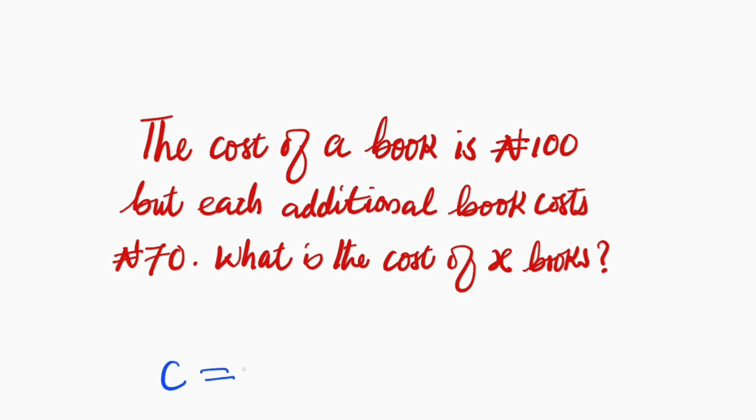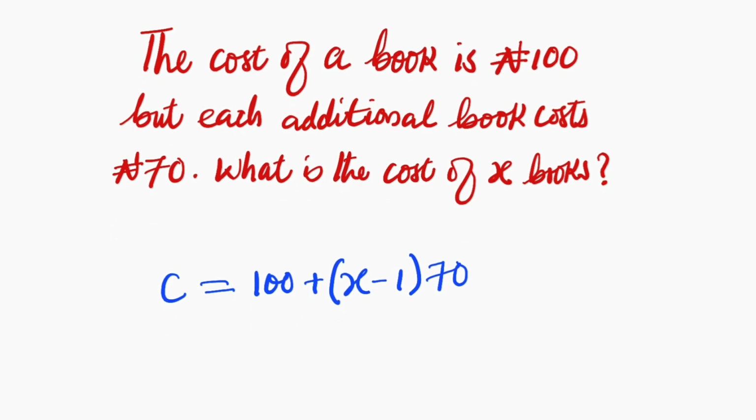Very simple question. Total cost will be the cost of the first book, which is 100 naira, plus the rest of the books will cost 70 naira each. So you have to remove that one which costs 100 from the total. Then the rest should be multiplied by 70, right? So this is the total cost. Let's simplify. This is 100 plus 70 times x minus 1, right?